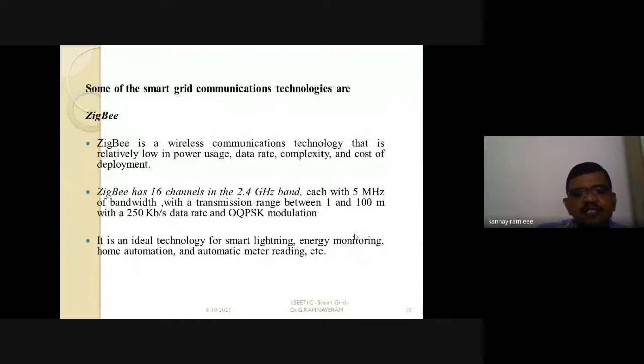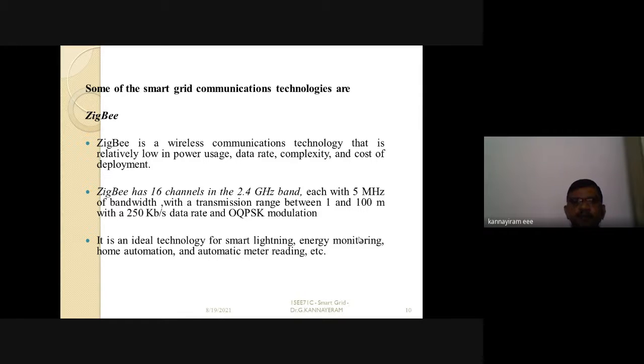Zigbee is an important wireless communication technology. It has low power, and range of operation and data rate with 16 channels in the 2.4 gigahertz band and 5 megahertz of bandwidth. The transmission range is short, 1 meter to 100 meters. The data transfer rate is 250 kb per second. OQPSK modulation is used, mainly for smart lighting, energy monitoring, home automation and automatic meter reading.